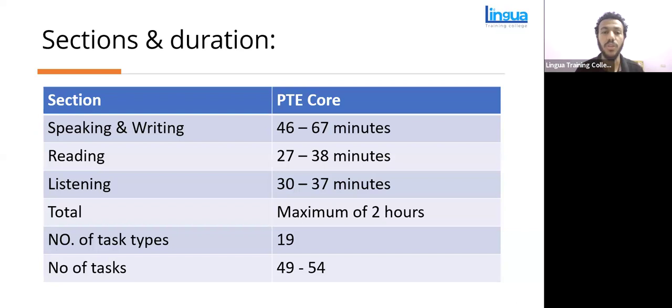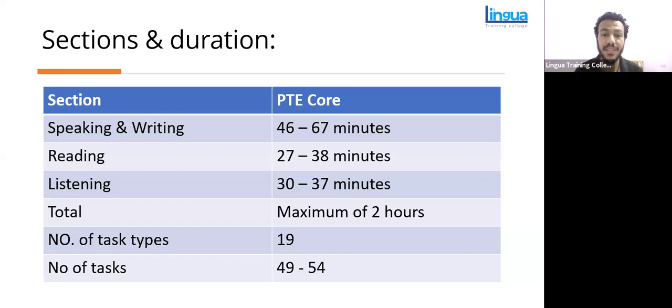But all of you will go through a 19-question-type test. So 19 question types, and that would be for everyone. But the questions will be different from one person to another, for sure. The number of tasks varies from 49 to 54. It depends also on the questions that the individual gets and the timing for each one.